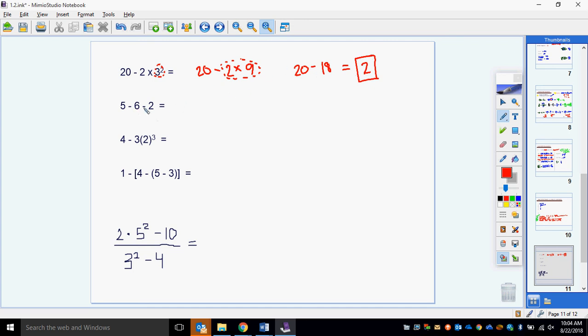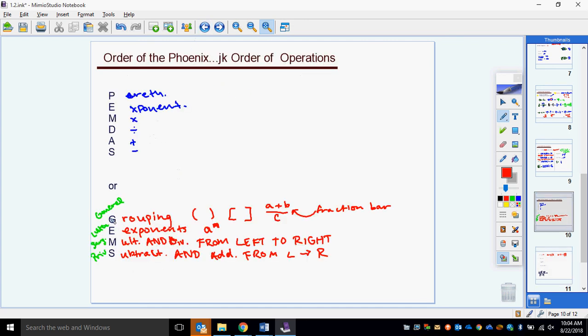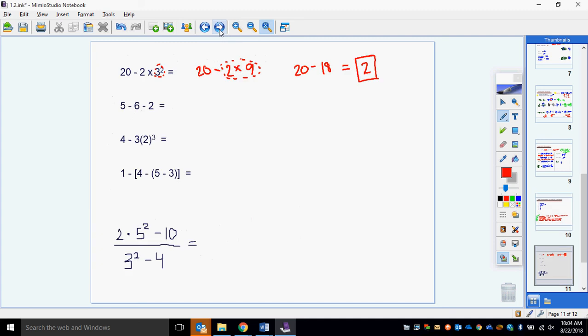Down here, I have subtraction and subtraction. So no G, no E, no M, but I am on this private level. Subtract and add from left to right. So there's two commands saying, hey, subtract me, and hey, subtract me. But you have to go and do the first one that you see. So on the left, you need to do this subtraction.